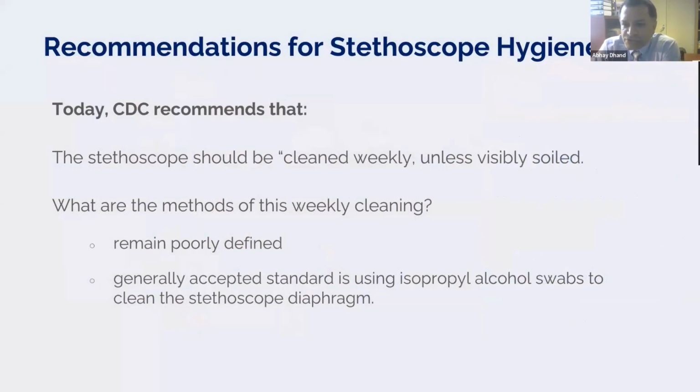So what are the current recommendations for hand hygiene? For hand hygiene, it's pretty clear because there are good recommendations for washing our hands, cleaning our hands in between each patient encounter, and wearing gloves and gowns if the patients are on certain contact precautions. But the recommendations for stethoscope hygiene are not clear. The CDC recommends that stethoscopes should be cleaned weekly, unless they're visibly soiled. But what are the methods of this weekly cleaning? They remain poorly defined. What we end up using are the isopropyl alcohol swabs that are available, routinely used by different physicians and healthcare providers to clean the diaphragm of the stethoscope. Next slide, please.